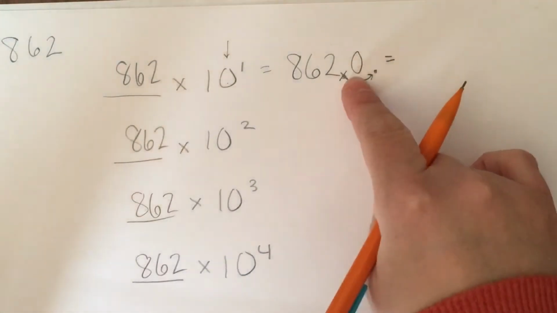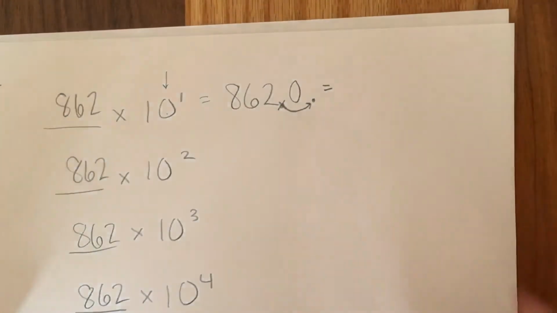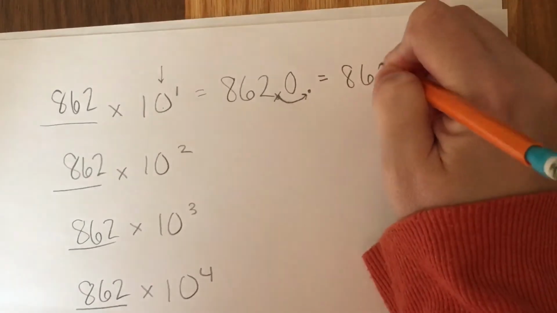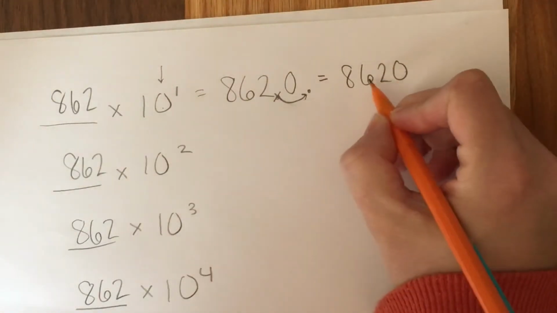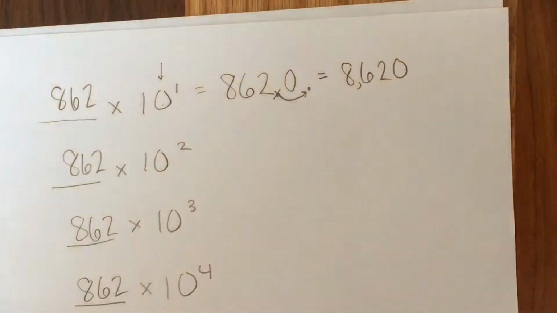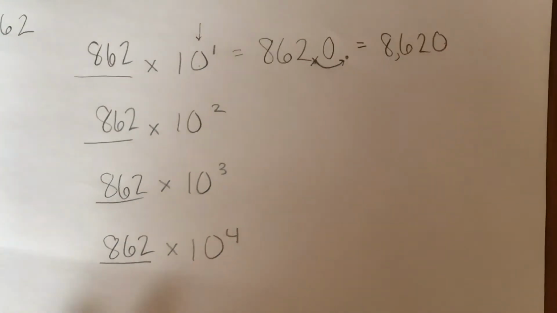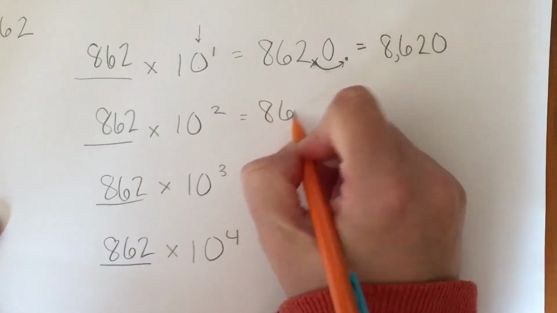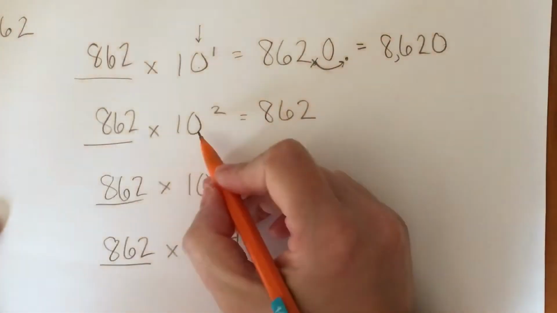You don't want to leave it with the decimal jump in it. You want to rewrite it nice and neat. So my answer becomes, cha-cha-cha slide, 8,620 for that one. Okay, we're going to bring that 862.